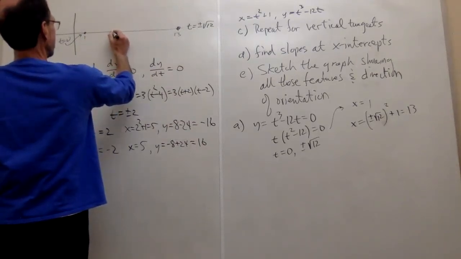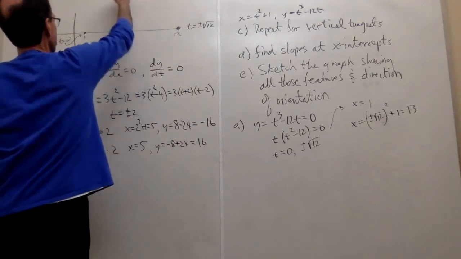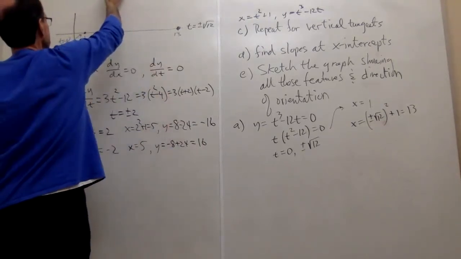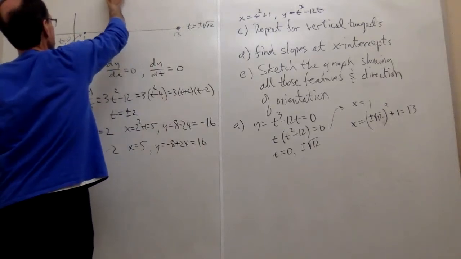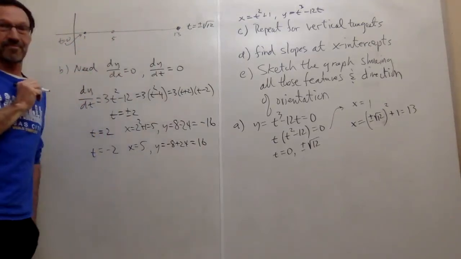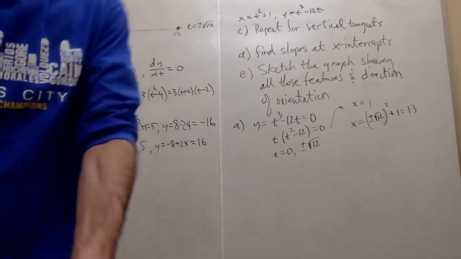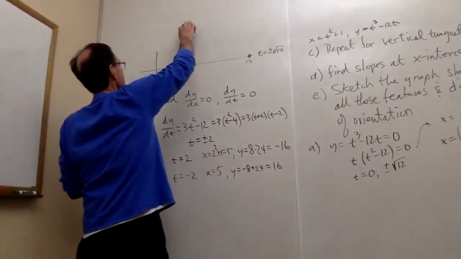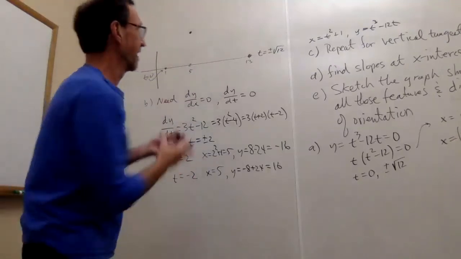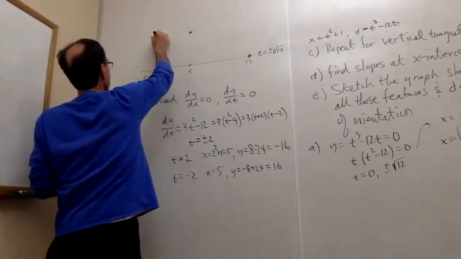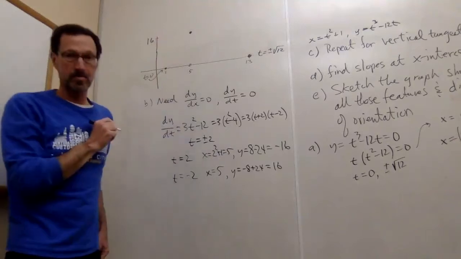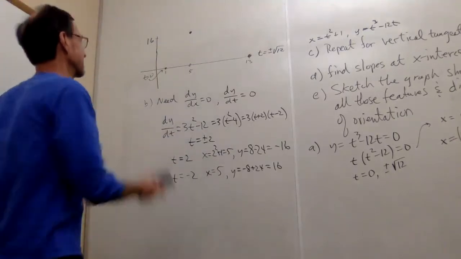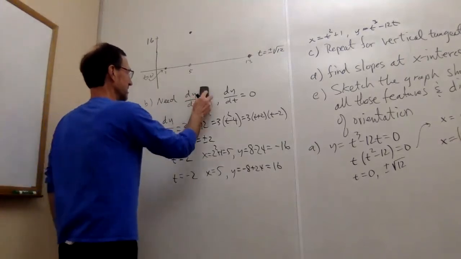So let's see. 5 is probably about right there. And we have a point up here. 5, 16. You can't see that. I can write it underneath. Actually, let's write it this way. Perfect. And then there's another point. It's down here. I think we're done with this. I'll erase it.